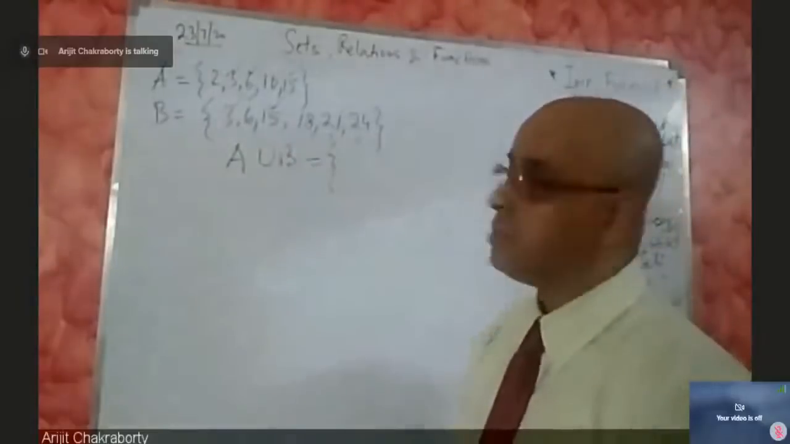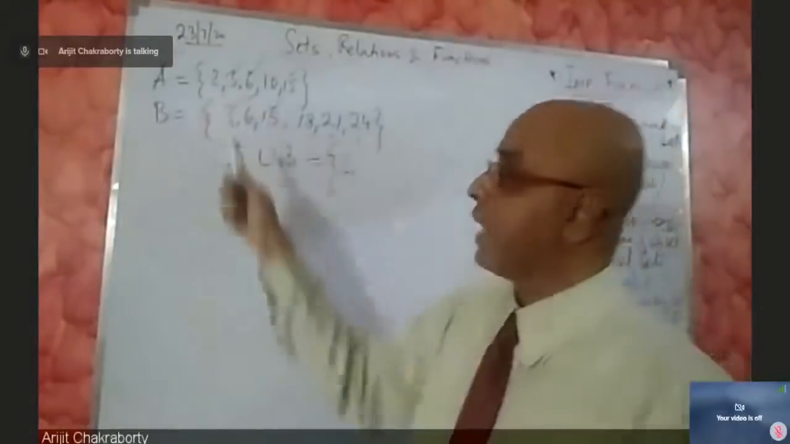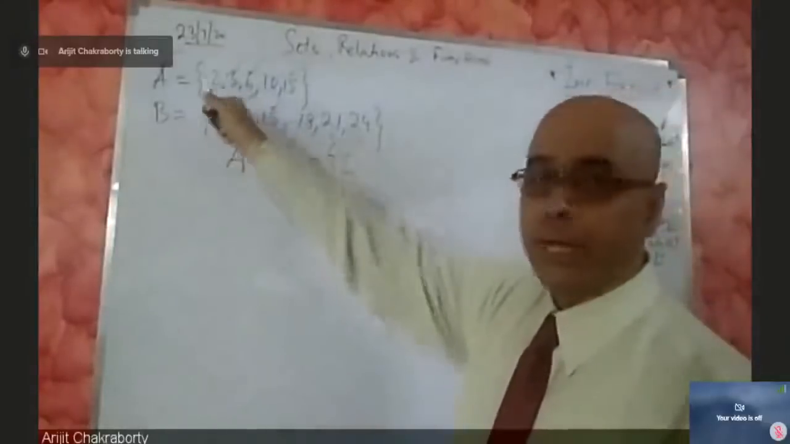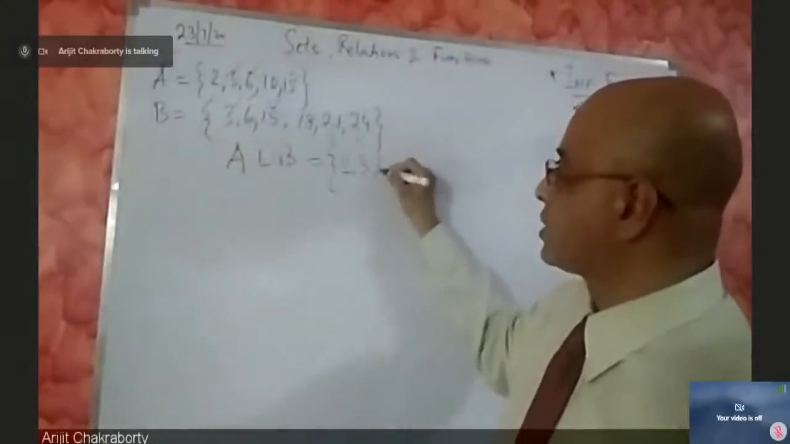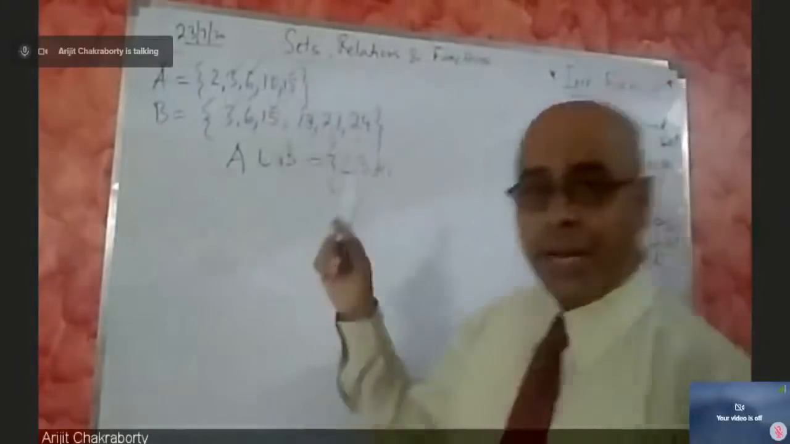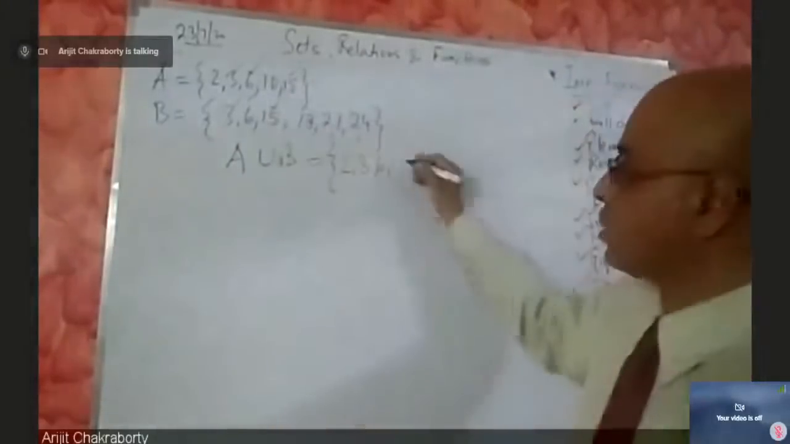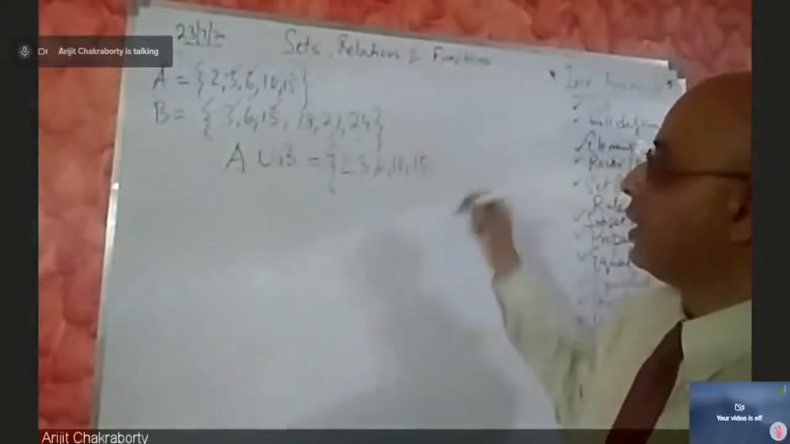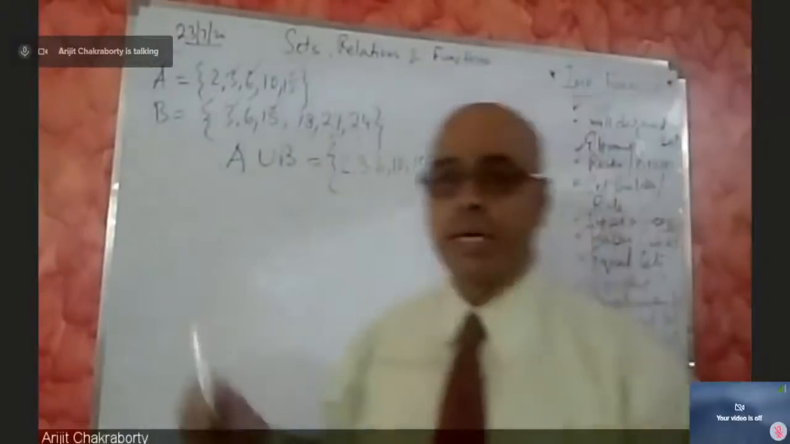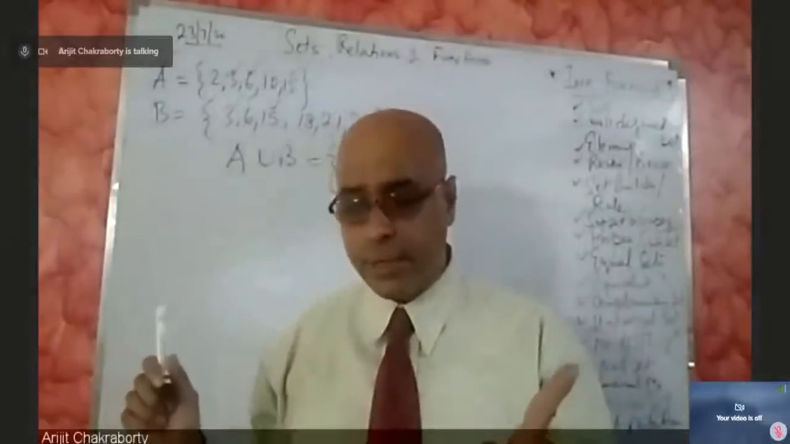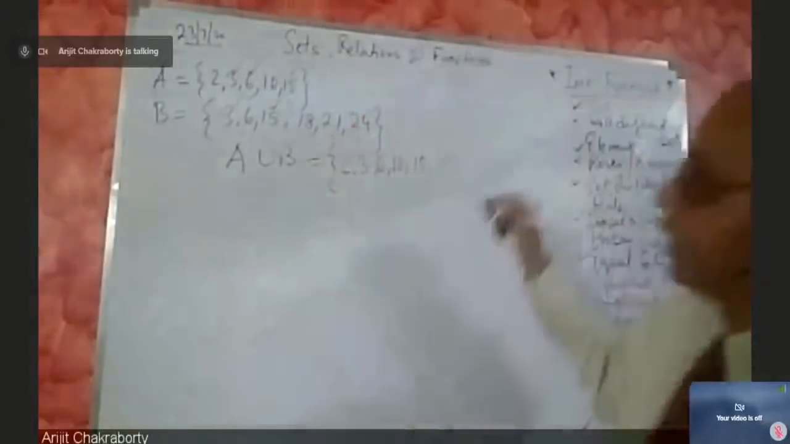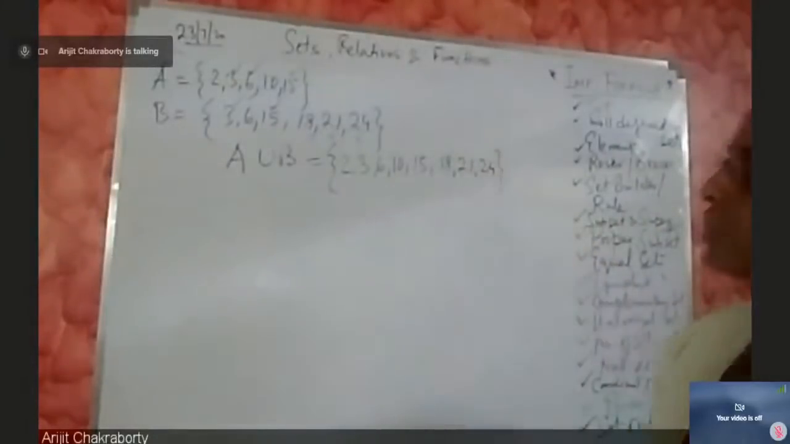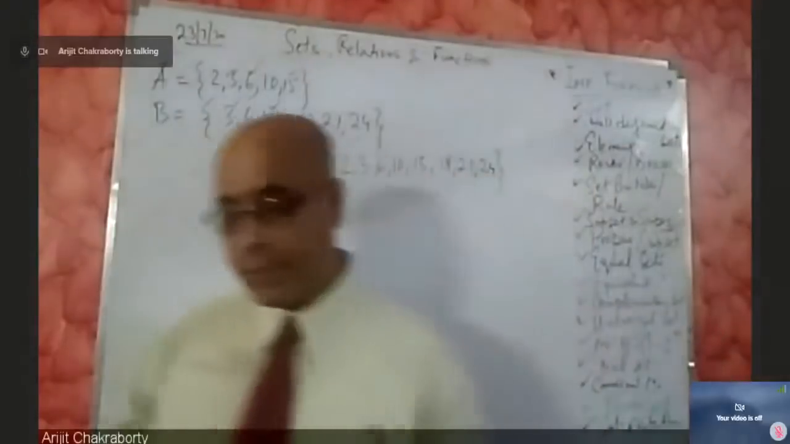2 is included, because 2 is there in A but not in B. 3 and 6 both in A and B, included. 3 and 6. 10 is there in A but not in B. It is included. 15 in both, included. 18, 21, 24. It is there in B but not there in A. So included. 18, 21, 24. So this gives you A union B.